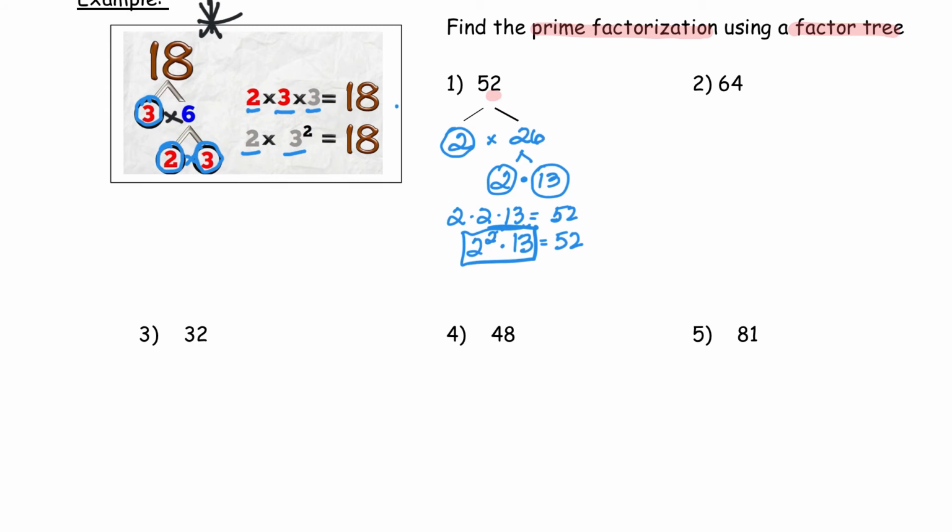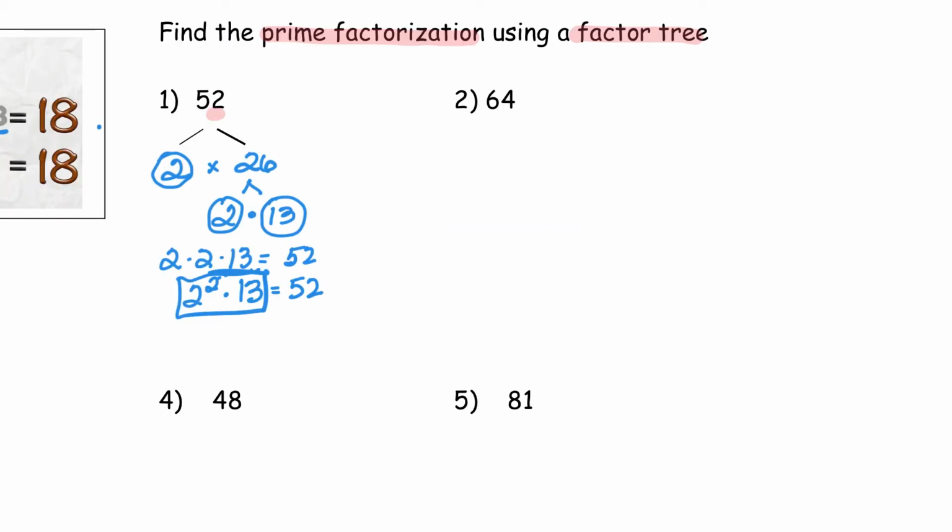Let's look at number 2. Okay, number 2, 64. I like to split it in half. I say 2 times 32. 2 is a prime number. 32, I can split that in half. I know it's 2 times 16. I could split that in half. Could I do 8 times 4? Of course I could. There's a couple of ways you could go about it.